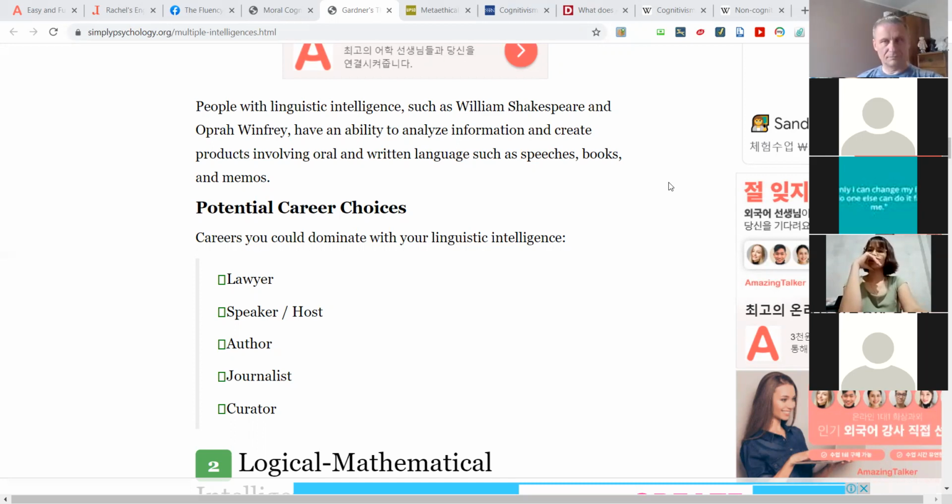You speak, for example, English, and I translate that simultaneously to another language. That person is linguistically intelligent, because that person has the ability to decode two languages simultaneously.